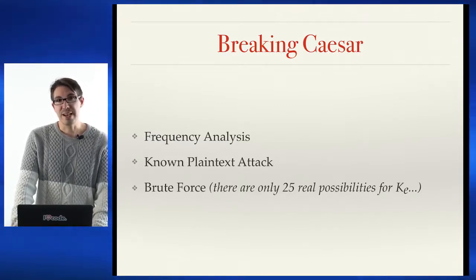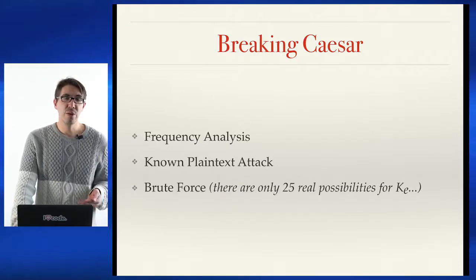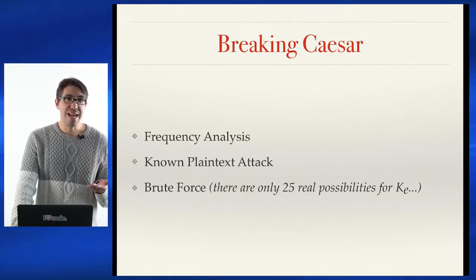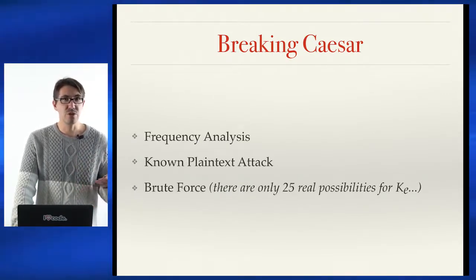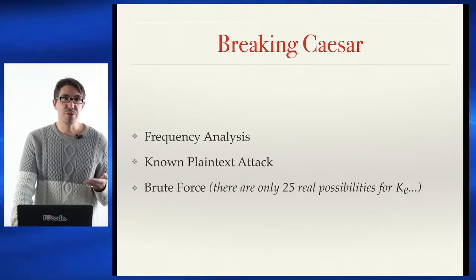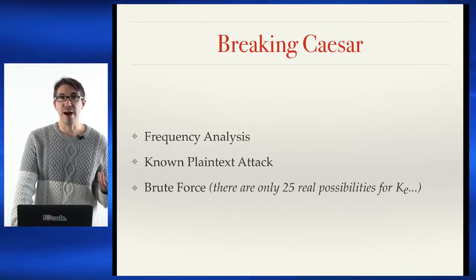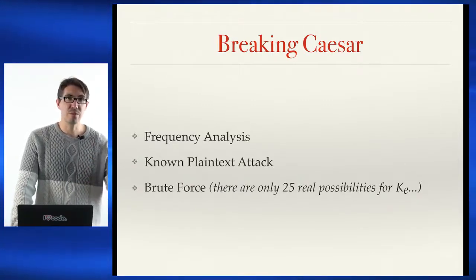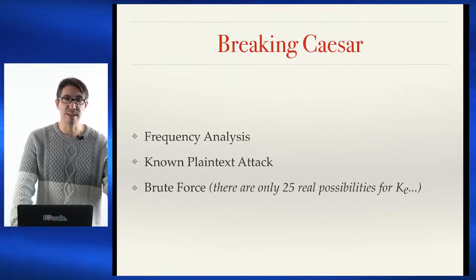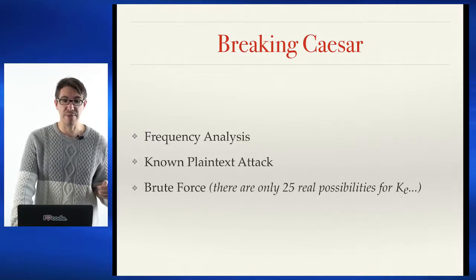Known plain text attack. This is another attack on the Caesar cipher. If I know that attack at dawn translates to FYY, then it's going to be trivial for me, assuming I know the algorithm, to determine that the key is 5, because I'm able to get from the plain text to the ciphertext by adding 5, and from the ciphertext to the plain text by subtracting 5.